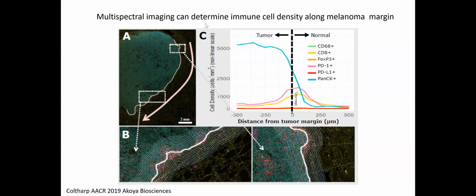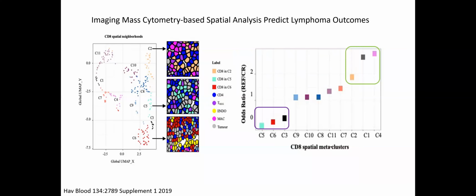For example, here's one showing how multispectral imaging, which is an antibody-based approach, can determine immune cell density along a melanoma margin. And here we'd have a margin of the melanoma itself, and actually taking measurements of distances represented here by these lines can show indications of how that may lead to potential therapeutic and/or diagnostic outcomes.